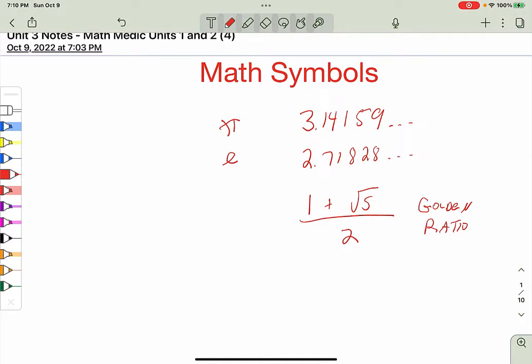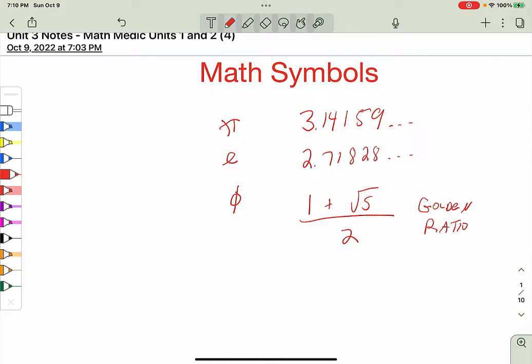Those of you who are artists and are interested in art and architecture, there's something called the golden ratio, and that's represented by the lowercase letter phi. Again, that's not a variable. That's just what mathematicians and people use to represent that number.